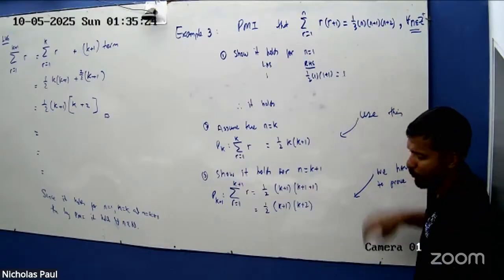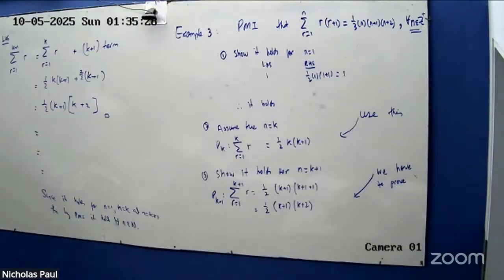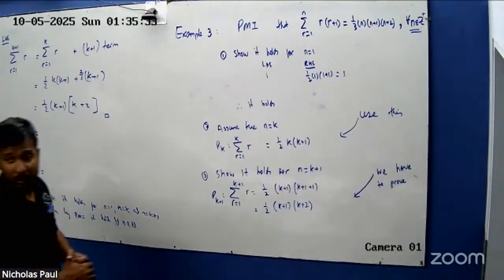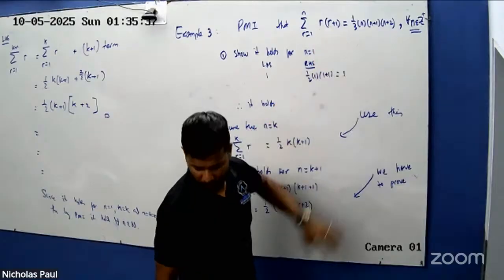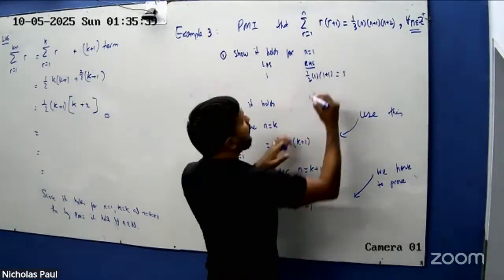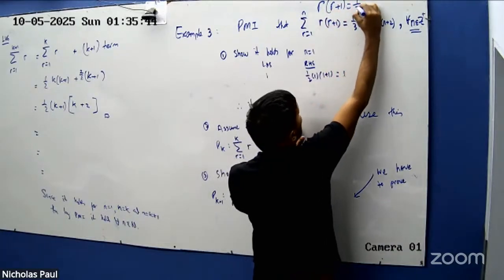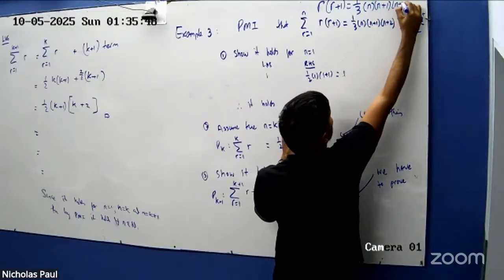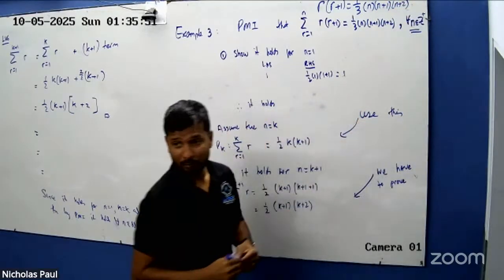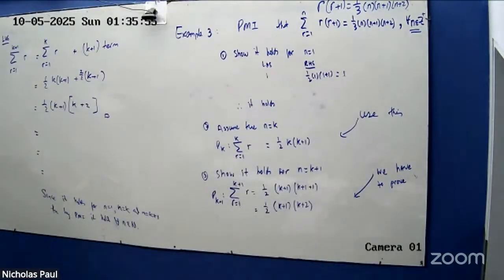Right, we have more to do. Number 3: the summation of r times (r plus 1). It's 1/3 n(n+1)(n+2). Oh yeah, try that there.